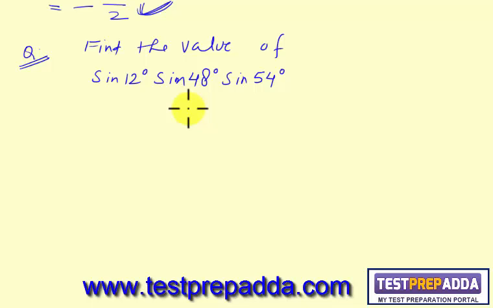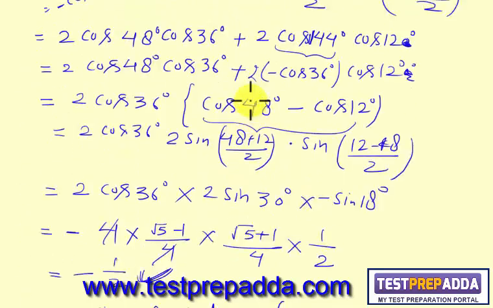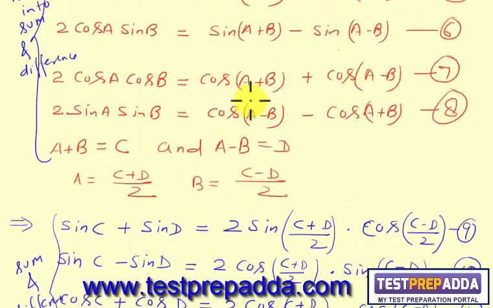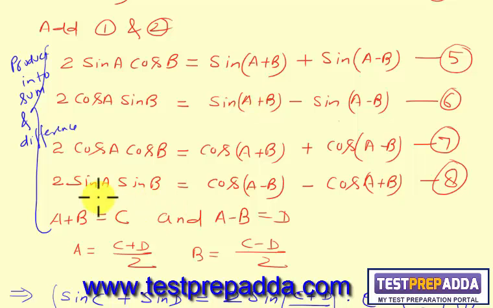So what will we do here? We will transform product into sum or difference. Recall we have written 2 sin A sin B is equal to cos A minus B minus cos A plus B. Go and check: 2 sin A sin B, you can see, is cos A minus B minus cos A plus B.